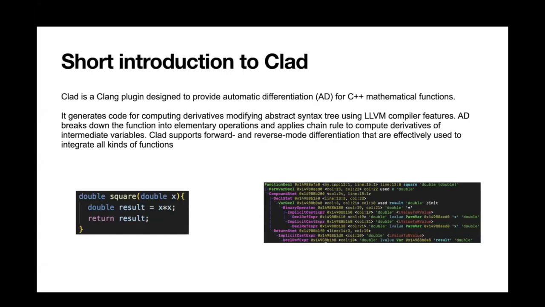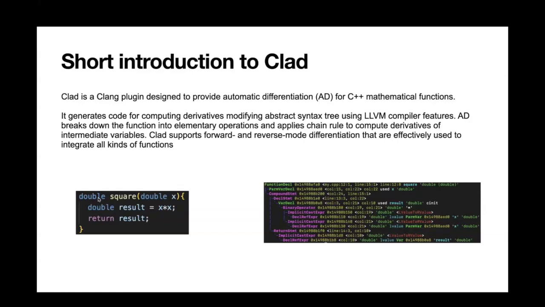First, I'll have to tell you a bit about CLAD. CLAD is a Clang plugin for C++ mathematical functions. So basically, the way it works is it analyzes the abstract syntax tree, which is created by Clang, and just makes the derivative code available.